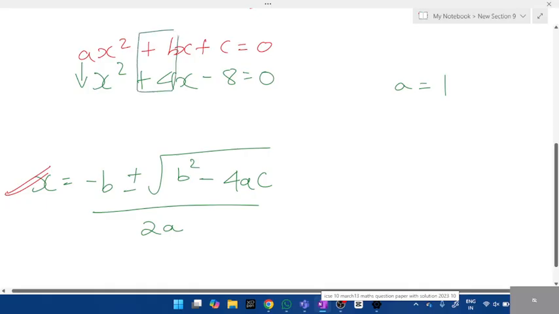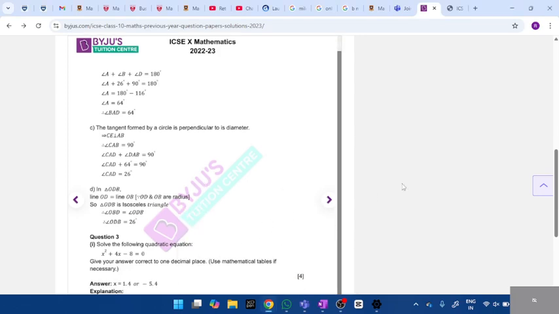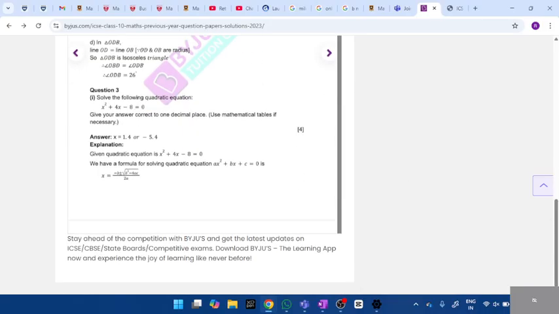What's the value of b? B is equal to 4 plus 4. C is equal to minus 8. By mistake, if you put plus 8, gone. Even if you solve this, definitely the answer is wrong. 1, 4, and minus 8. Look here. 1, 4, and minus 8.